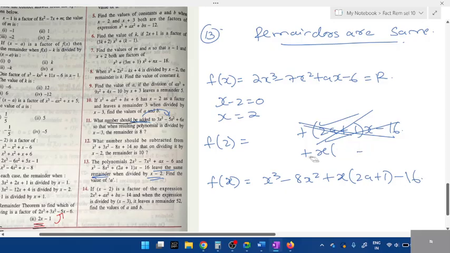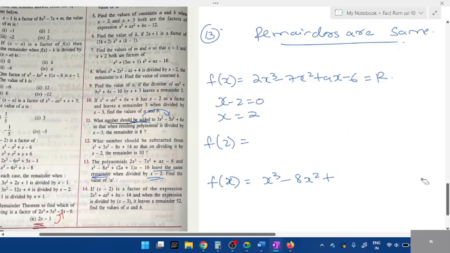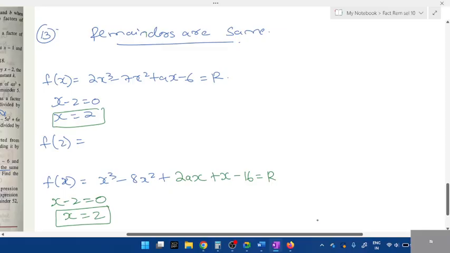Okay, if not, just open the bracket. When you open the bracket, what do you get? All of you will respond. 2a into x is 2ax. Then plus x, 1x, or x minus... is equal to r. And what do you mean by remainders are equal? Both the r values are the same, right? And is the r value given here anywhere? No. Even for this, x minus 2 is equal to 0, x is equal to 2. Stop writing, don't write when I'm teaching.